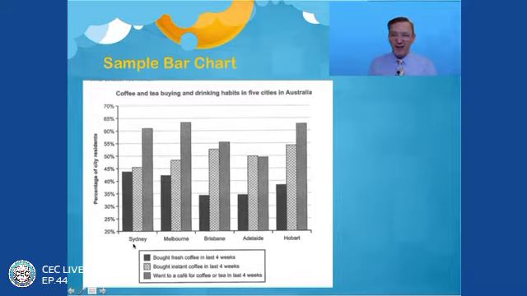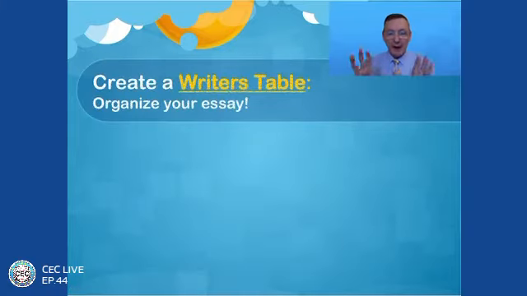You can see on the left-hand side that's the percentage. That's a noun, we can use that. Then we've got the 3 variables at the bottom: went to a coffee shop in the last 4 weeks, bought instant coffee in the last 4 weeks, or bought regular coffee in the last 4 weeks, in these 5 cities. Melbourne, Brisbane, and so on. So we've got that bar chart. How do you use the adjectives?